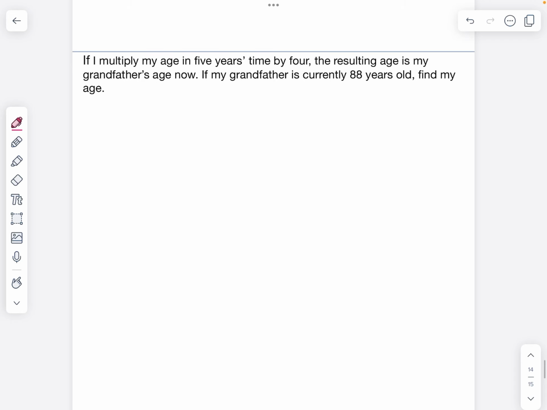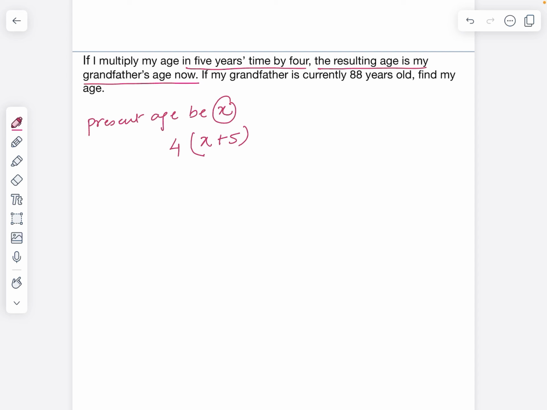Last question, an interesting one. If I multiply my age in 5 years' time by 4, so let my present age be x. 5 years hence would be x plus 5. And then if I multiply that by 4, the resulting age is my grandfather's age now. My grandfather is currently 88 years old, so the grandfather's age now is 88 years, and that would be my age when I'll be 5 years ahead, multiplied by 4.